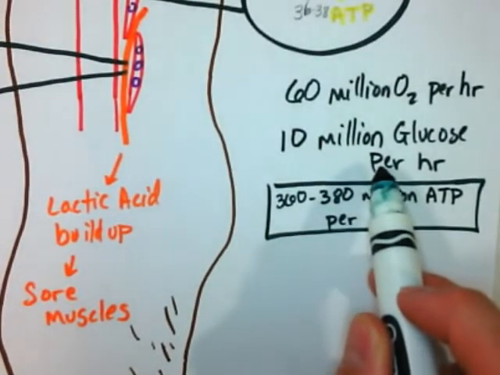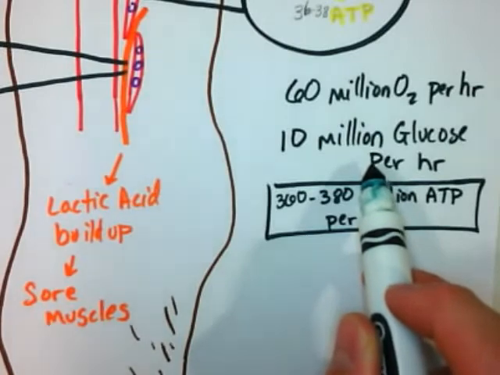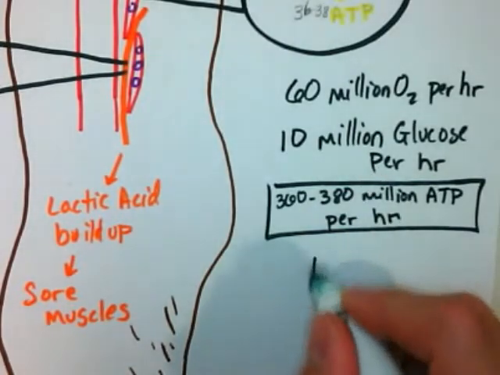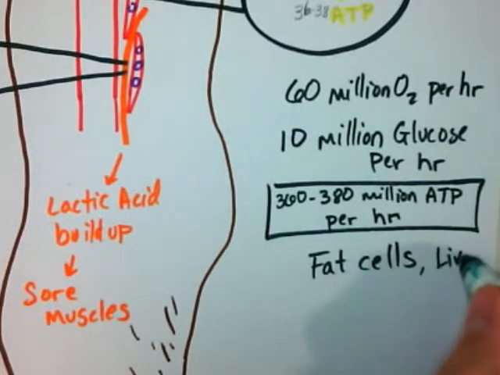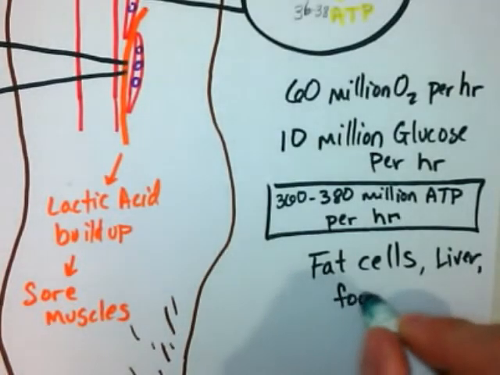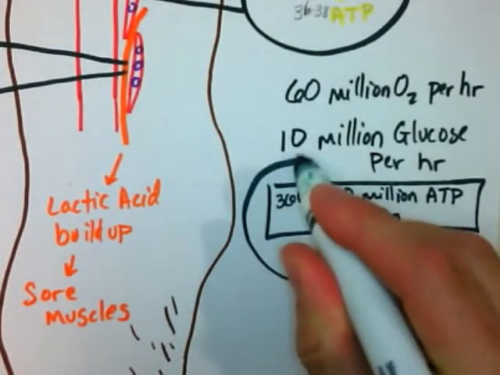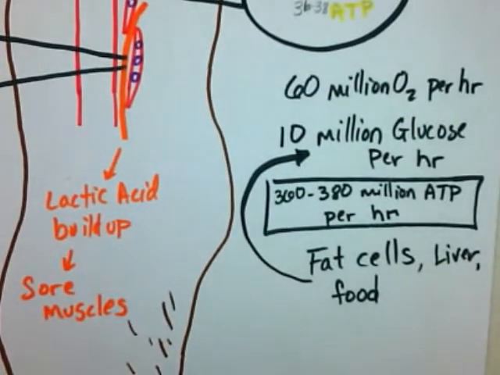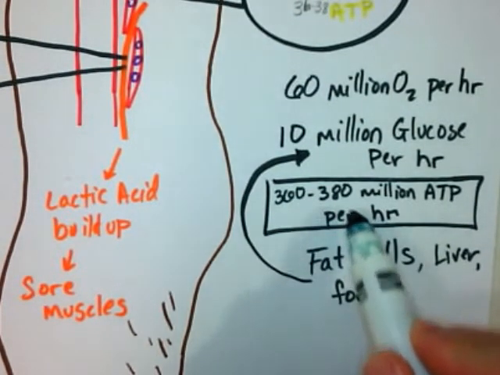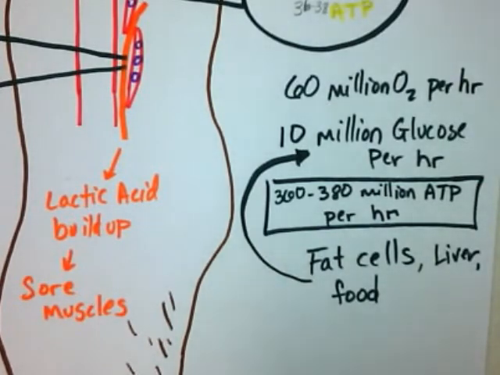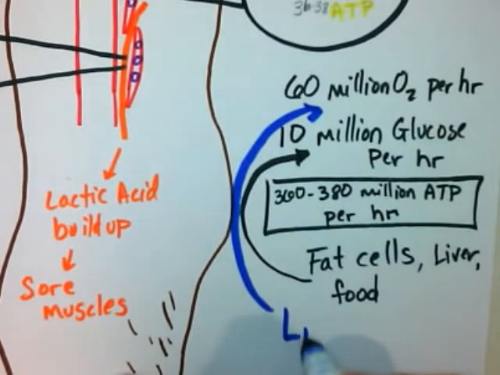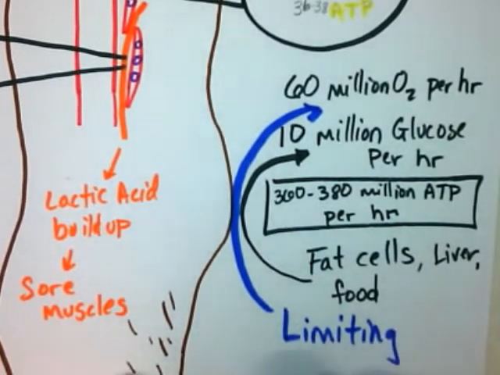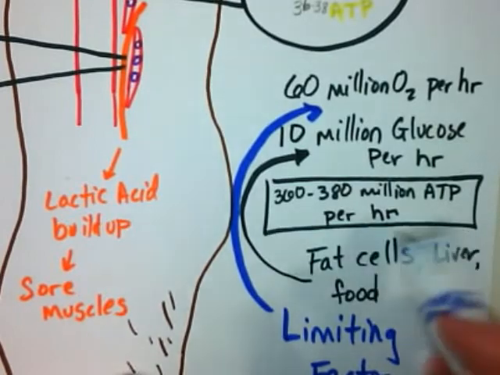The glucose, I'm not eating all the time. Instead, this glucose comes from fat cells, as well as inside my liver, and sometimes snacks when I eat along the way. So that's how I get that 10 million glucose per hour in order to make all this ATP. However, the biggest limiting factor is oxygen. I cannot get that from anywhere other than outside. So this is the limiting factor in what allows me to make the number of ATP.